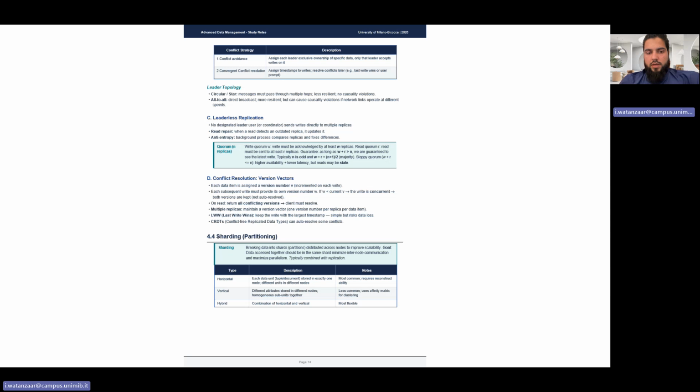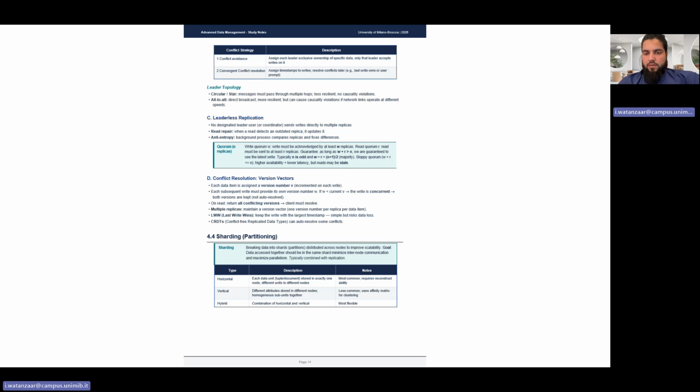Now we are starting another important concept. It's called sharding. As we said, sharding means partitioning. It is related to replication, but a little bit different, and it prioritizes something else. They are breaking the data into shards, I mean partitioning the data. The data is partitioned and distributed across the nodes.